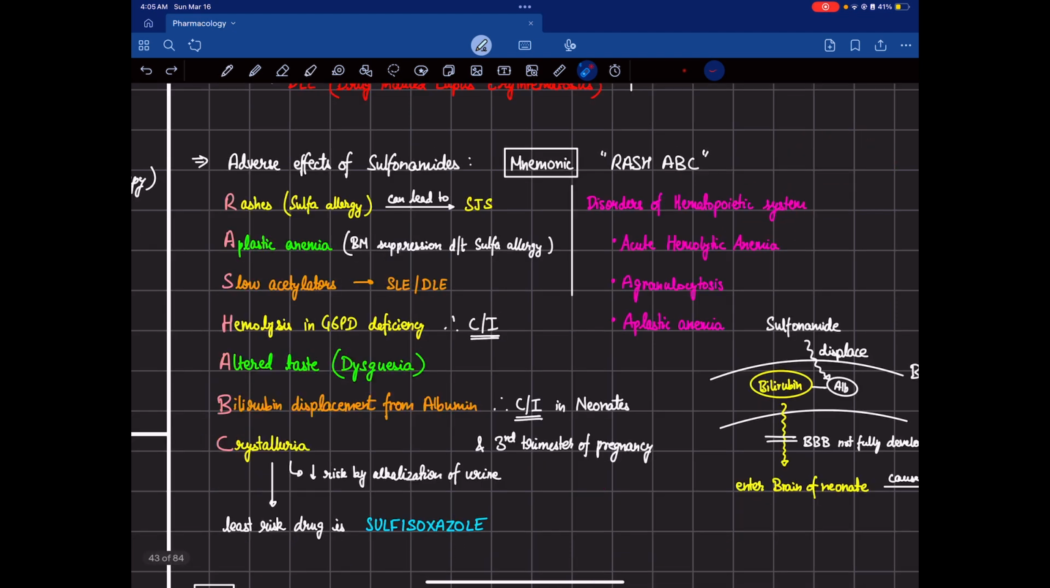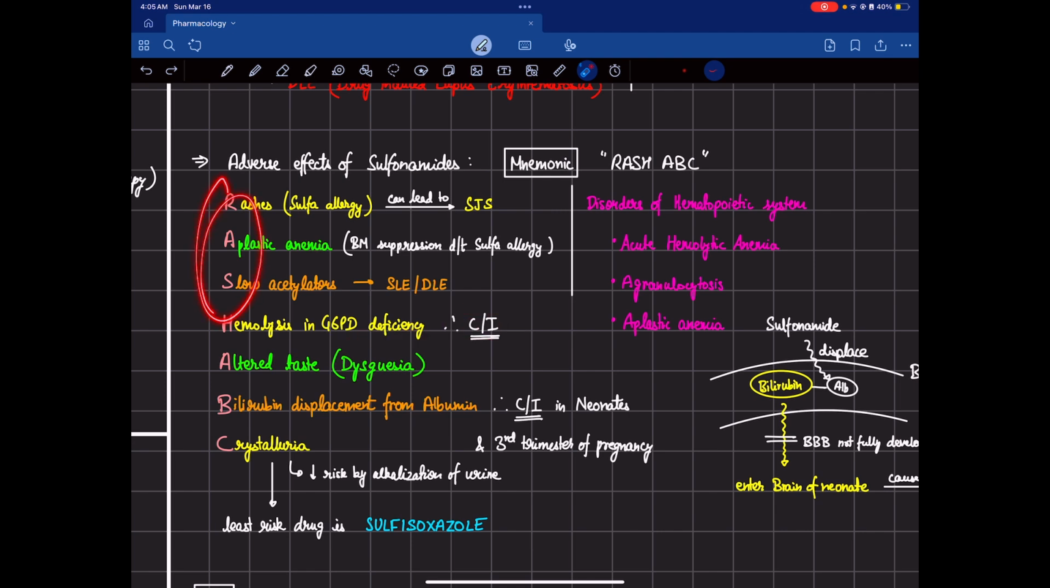The side effects of sulfonamides can be remembered by a mnemonic called rash ABC. R simply stands for rashes, that is your sulfa allergy, and it can lead to SJS, that is Stevens-Johnson syndrome. A for aplastic anemia, and bone marrow suppression occurs due to the sulfa allergy. S for slow acetylators, they'll show SLE or DLE. H for hemolysis in G6PD deficiency patients, therefore it is contraindicated in such patients.